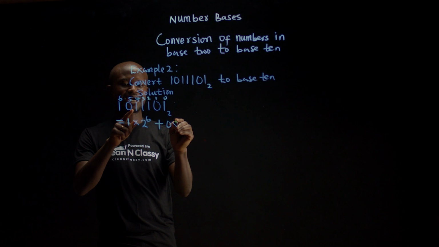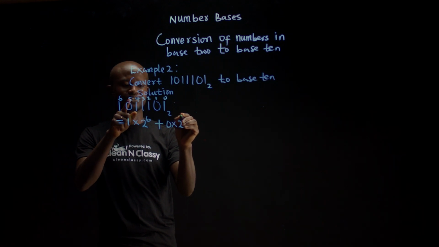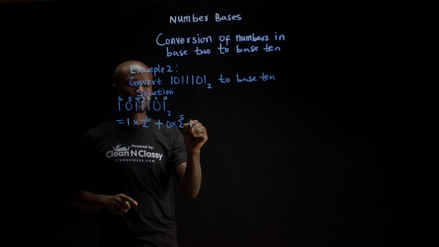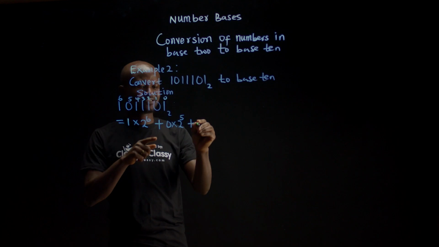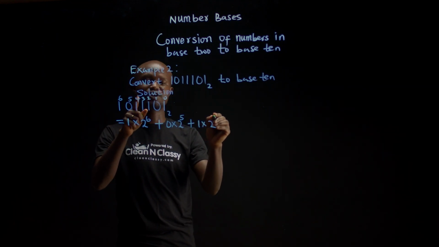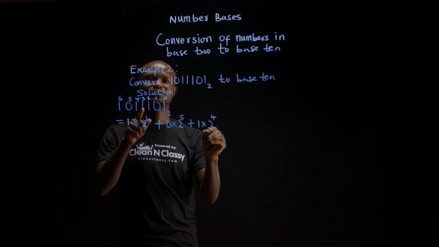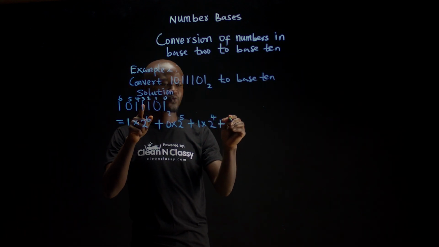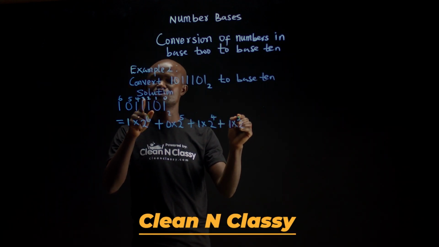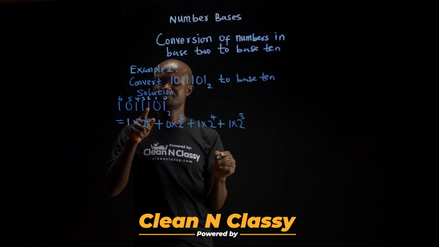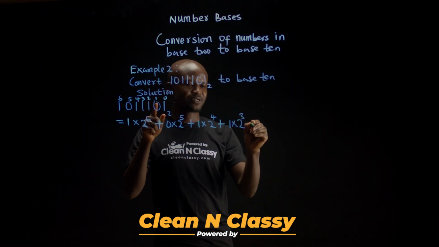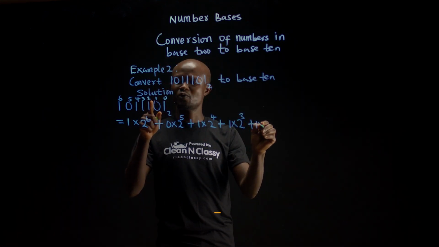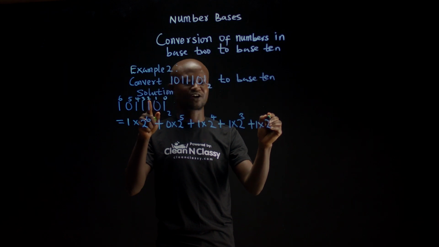Then we move to the next one: 0 times 2 raised to the power of what? 5. Plus 1 times 2 raised to the power of what? 4. Then the next one, plus 1 times 2 raised to the power of what? 3. Then the next one, plus 1 times 2 raised to the power of what?